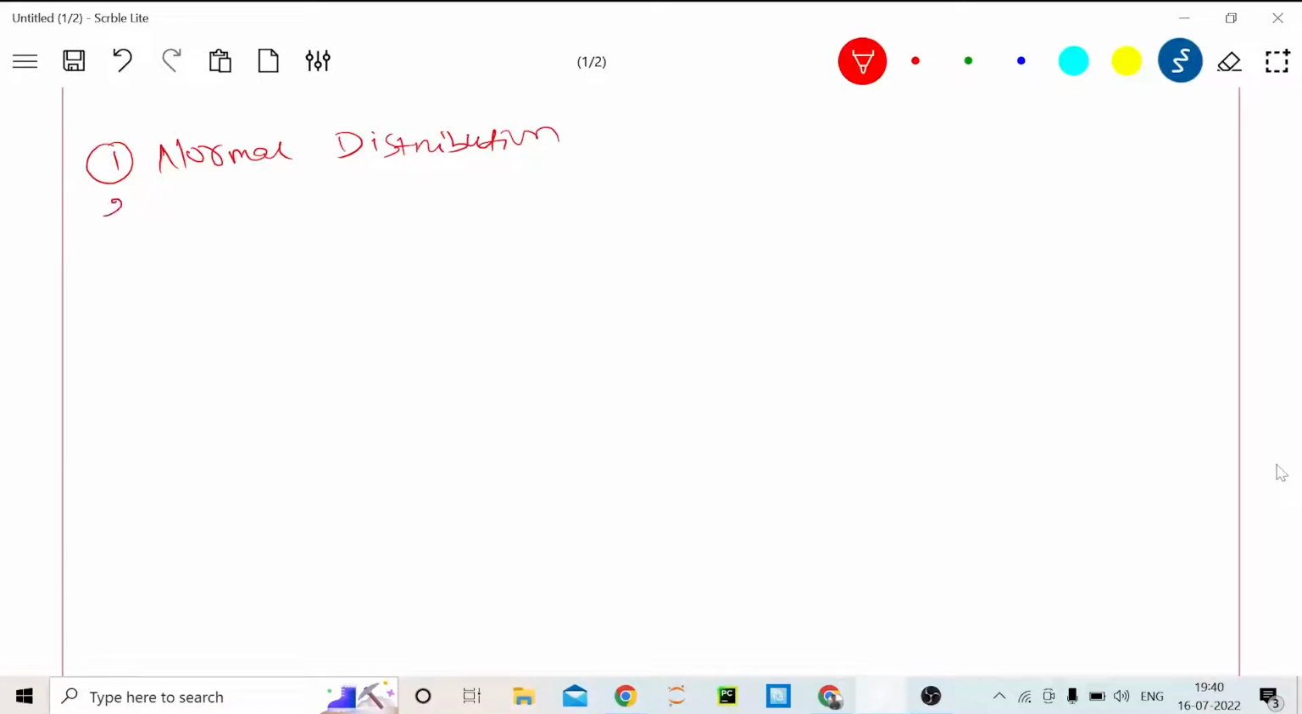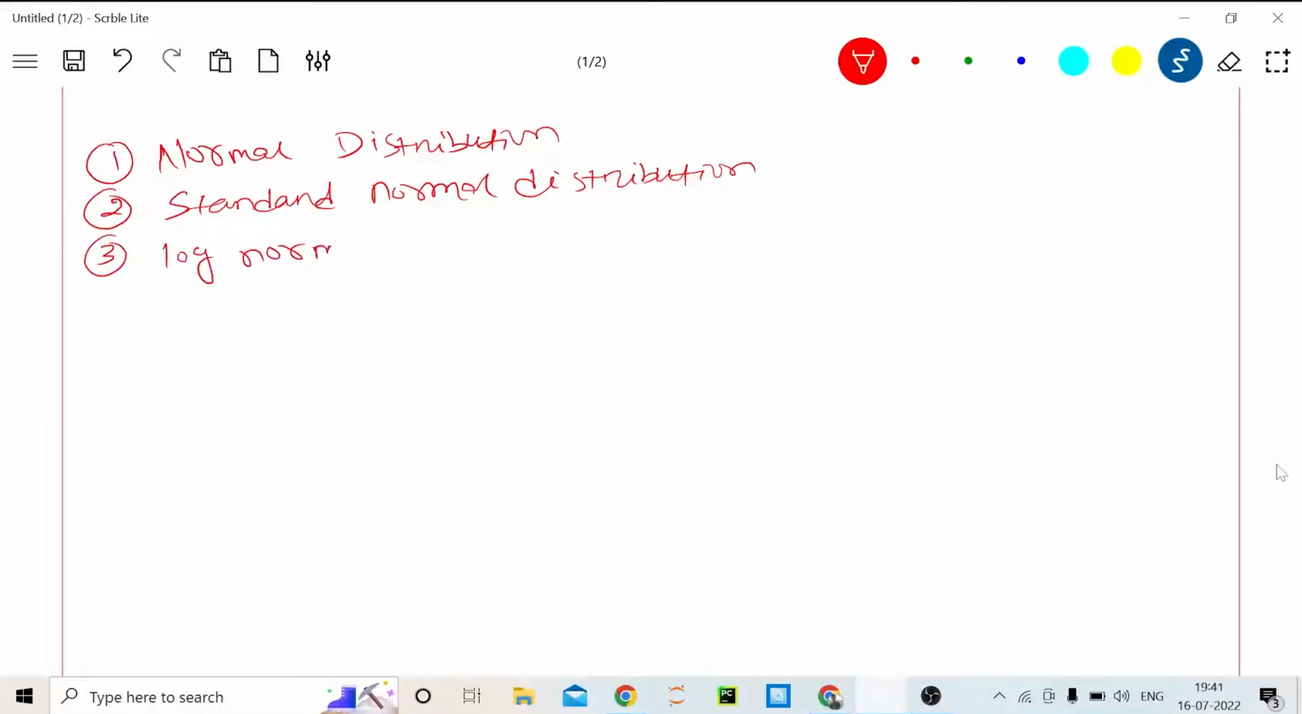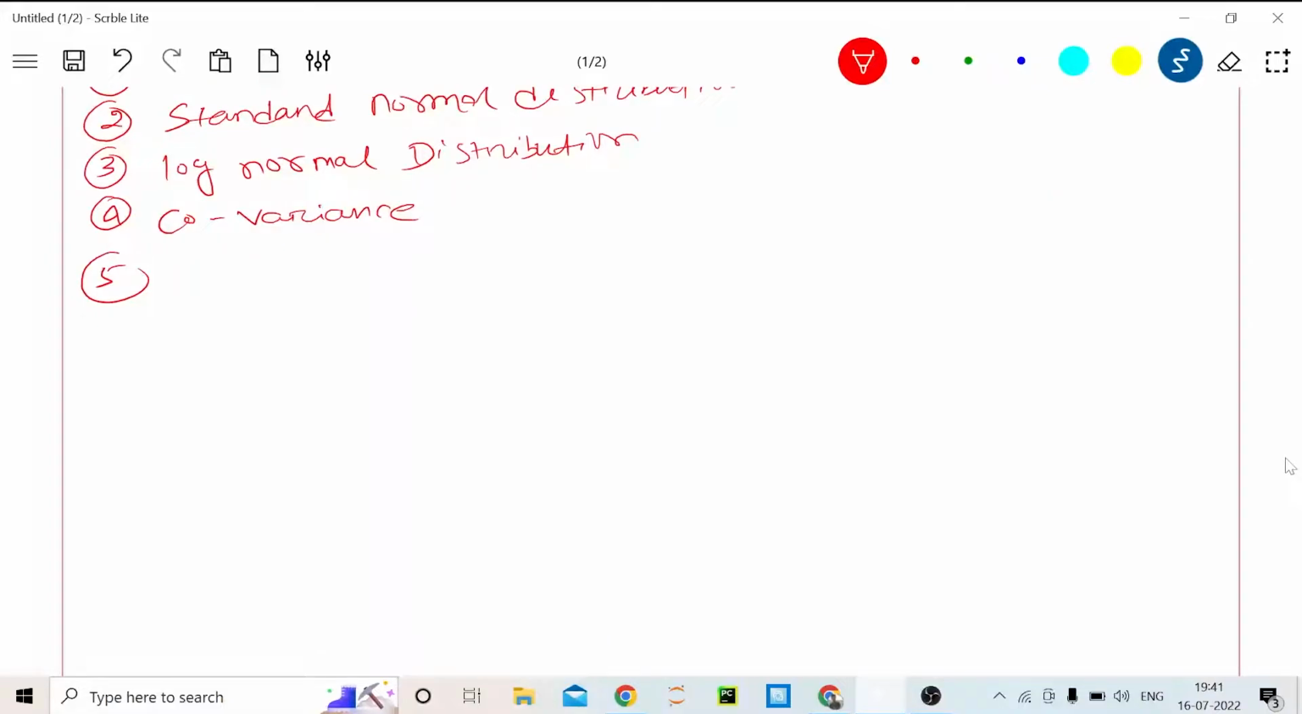In today's class, I am writing here. First, we will run normal distribution. Number 2, we will run standard normal distribution. Number 3, we will run log normal distribution. Number 4, we will run covariance. Number 5, we will run Pearson correlation coefficient.